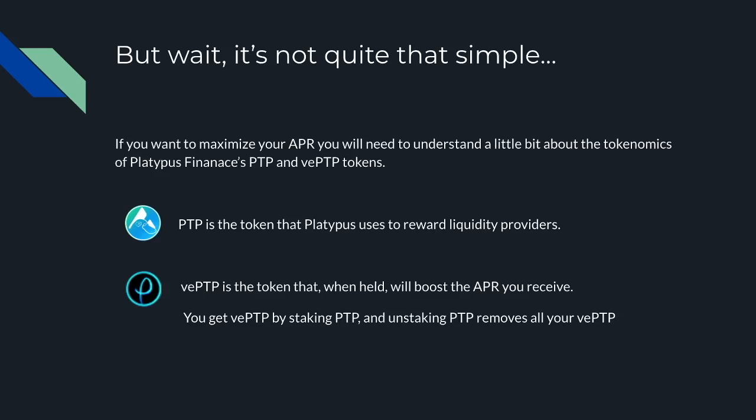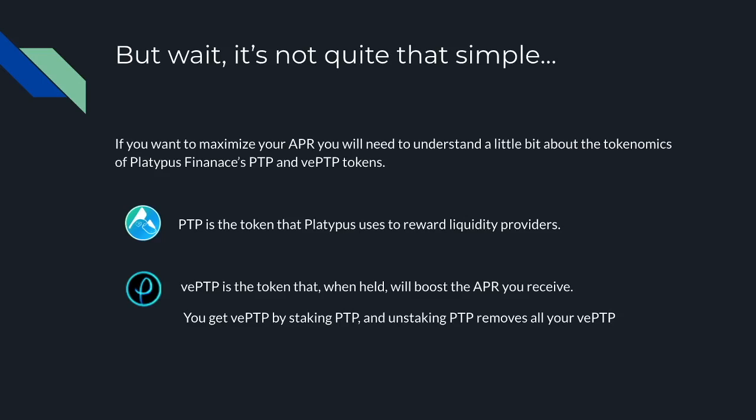PTP and vePTP tokens. PTP is the token that Platypus uses to reward liquidity providers. vePTP is the token that, when held, will boost your APR that you receive from staking your stablecoins in one of the 4 stablecoin pools. You receive vePTP by staking PTP, and unstaking PTP will remove all your vePTP rewards.